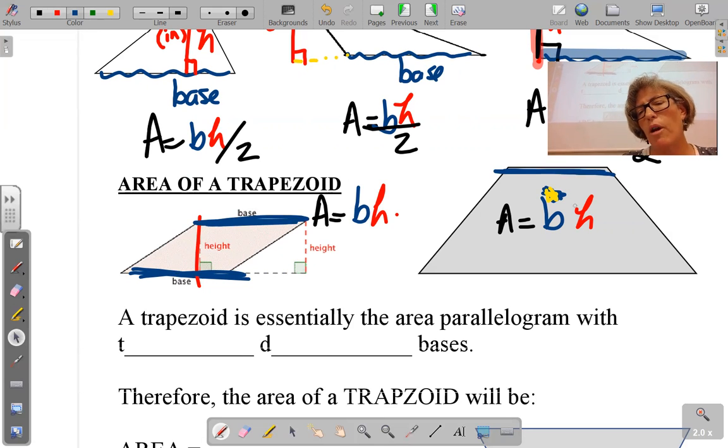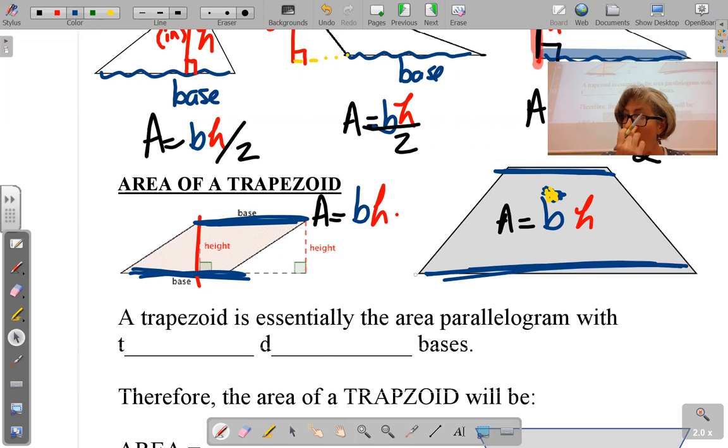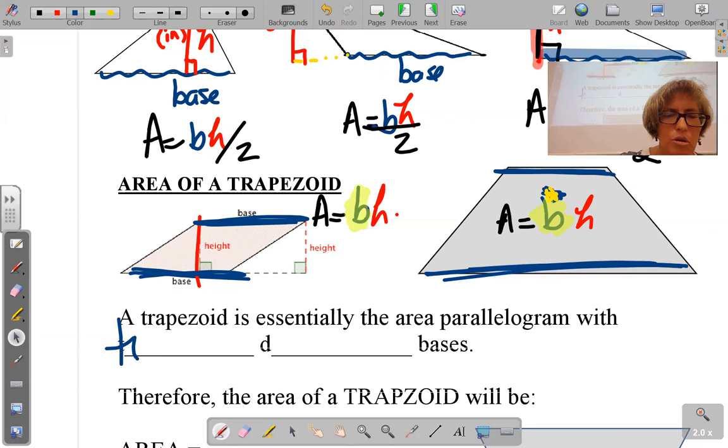Look here at the parallelogram. What's different in the trapezoid? What's different about the trapezoid bases? They're different. So we can't use exactly that same base because we have 2 different ones.